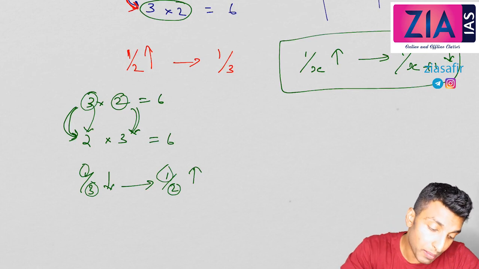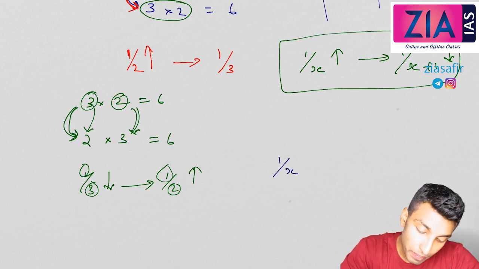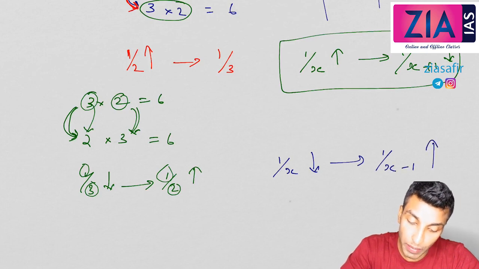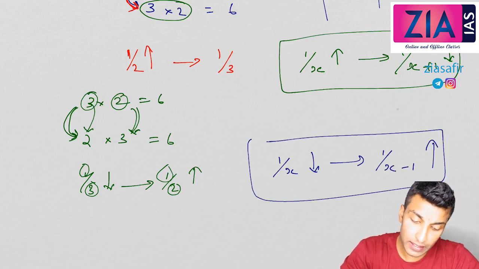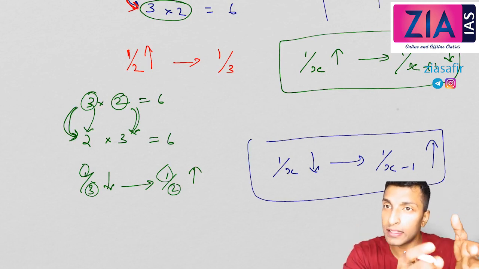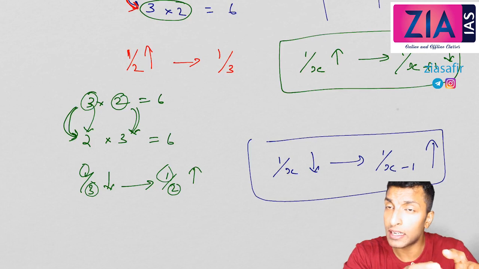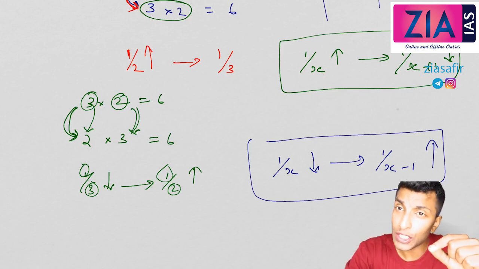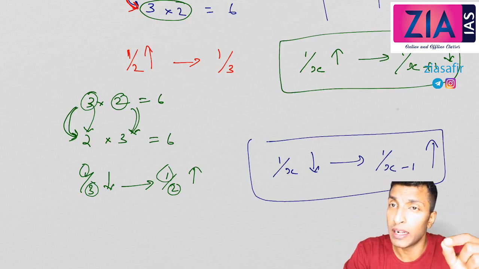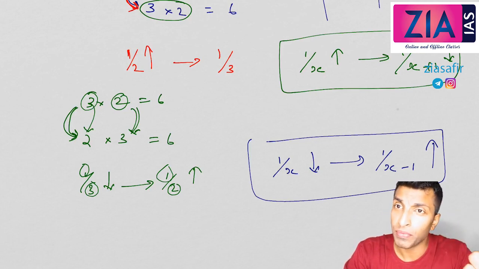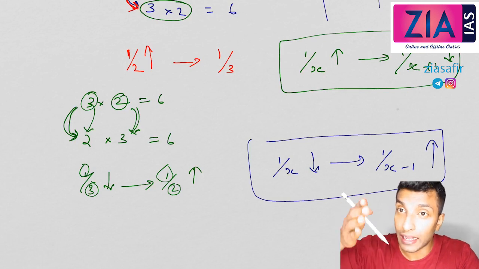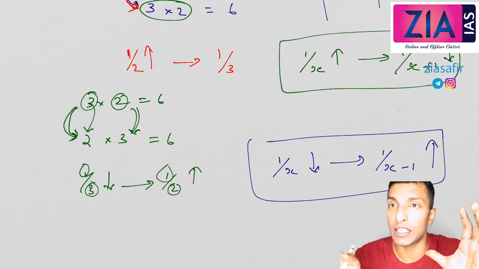So how can I write it for decrease? 1 by x decrease leads to 1 by x minus 1 increase. So if it is decrease, one thing is sure, there is going to be an increase in the other. If A is decreasing, B will increase. If B is decreasing, A will increase. So this decrease could have happened in any one of the parameters, it could be in A, it could be in B. So 1 by x increase leads to 1 by x plus 1 decrease. 1 by x decrease leads to 1 by x minus 1 increase.